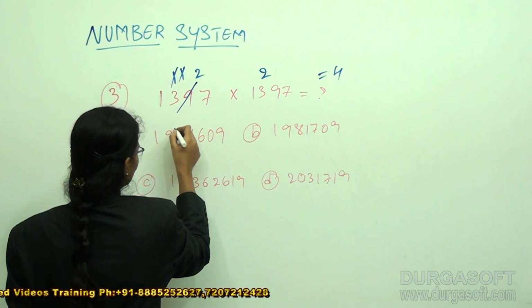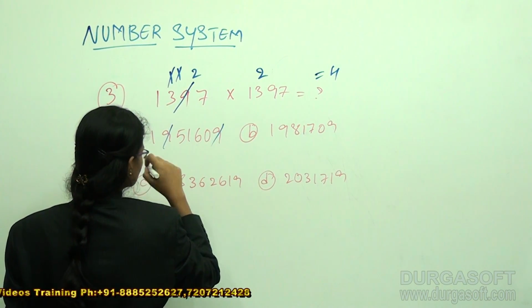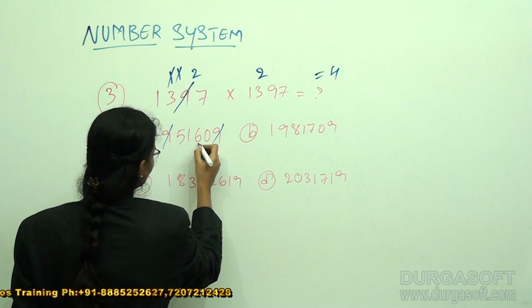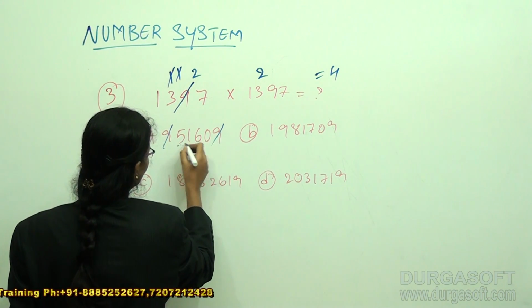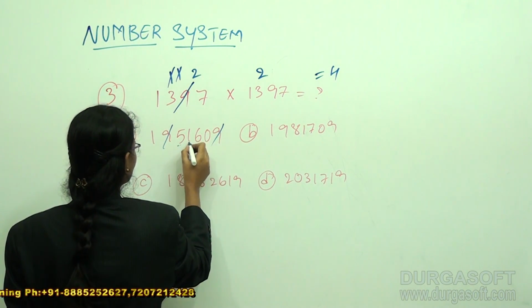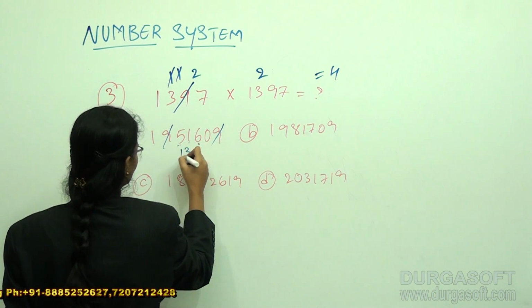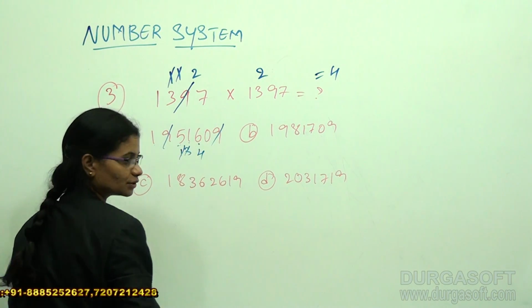Here in option A, all 9s got cancelled and 5 plus 6 gives 12. If I add this 12, 1 plus 2, it is 3, and that gives me 4 as digital root.